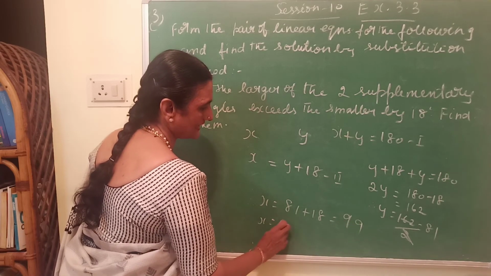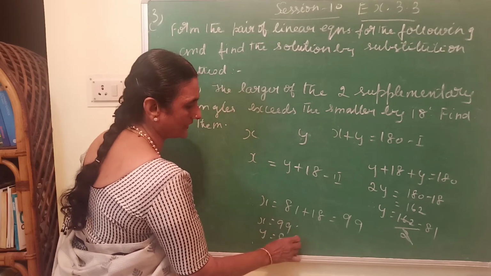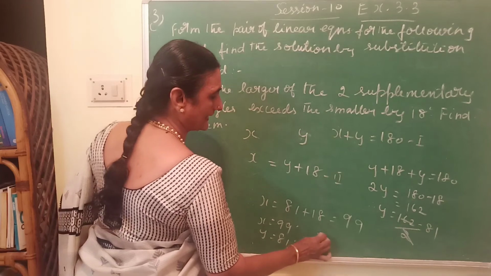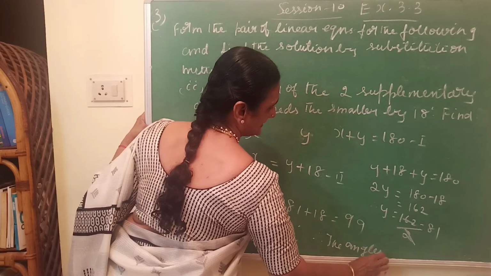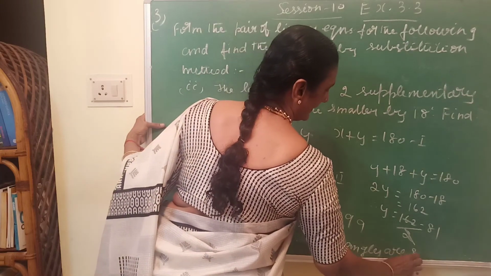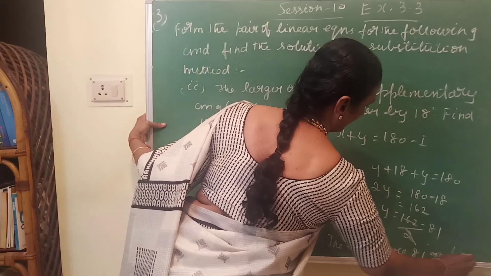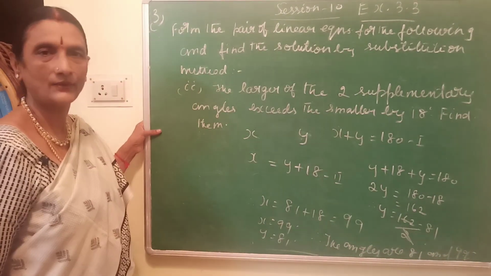Therefore x is equal to 99, y is equal to 81. Of course, you cannot leave the answer as it is. You should write, therefore the angles are 81 and 99. This answer statement is very important for equation sums.